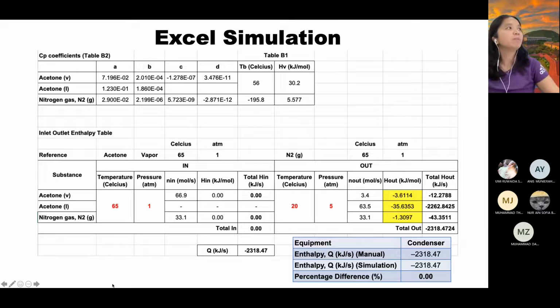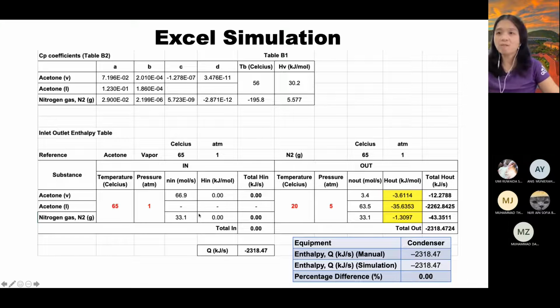For example, you see I input my table B2 information, table B1 information. Okay, I still have my inlet outlet enthalpy table. Same concept. Excel also must have an inlet outlet enthalpy table. Excel also has a reference condition. So you see I put acetone, phase, temperature, pressure, nitrogen gas, temperature, pressure, inlet outlet enthalpy table. One addition is that the inlet outlet enthalpy table in Excel has temperature and pressure. It must have temperature and pressure, otherwise you cannot calculate.